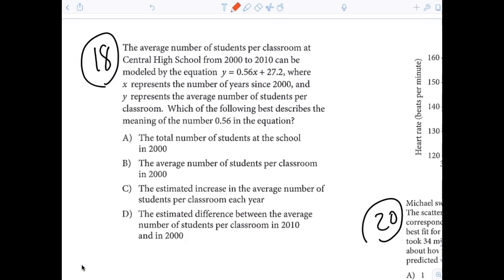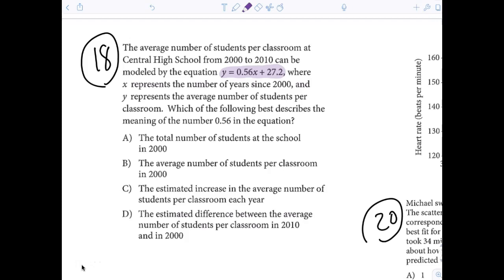All right. The average number of students per classroom at Central High School is modeled by this linear equation, where x represents the number of years and y represents the average number of students per classroom. Which of the following best describes 0.56? 0.56 is the what? It is the slope. Anybody have any questions with that?